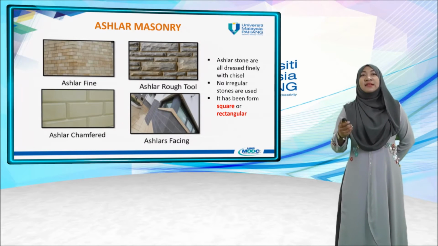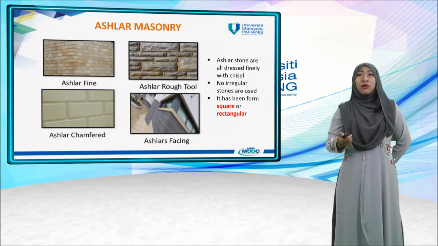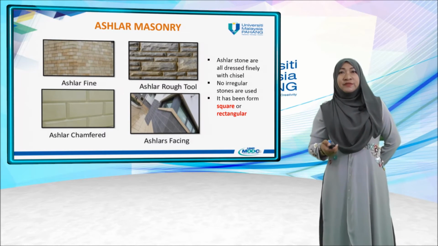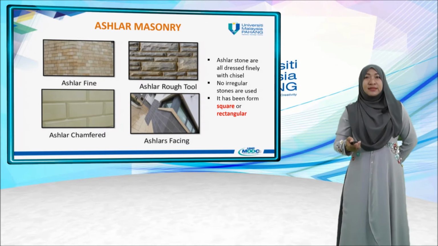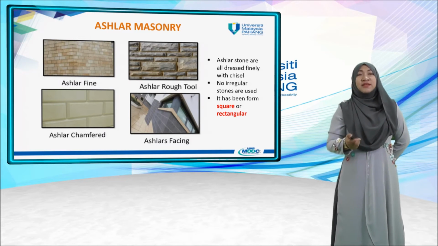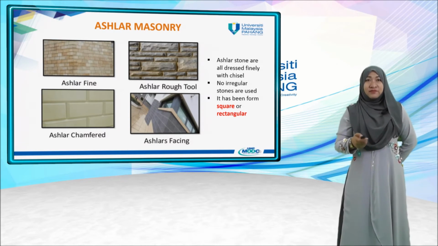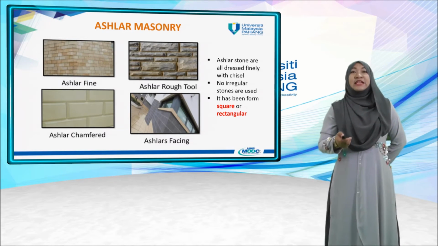So this is ashlar masonry. Ashlar masonry stones are all dressed finely with chisels, so no irregular stones are used, and they are square or rectangular. So you can see from the photo shown ashlar fine, ashlar rough tooled, ashlar chamfered, and ashlar facing.